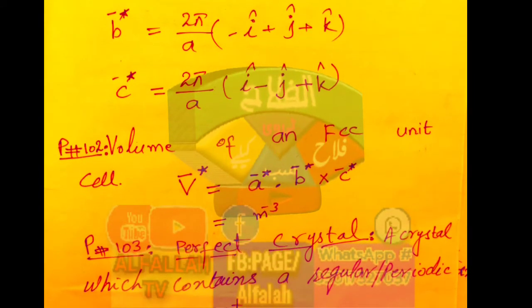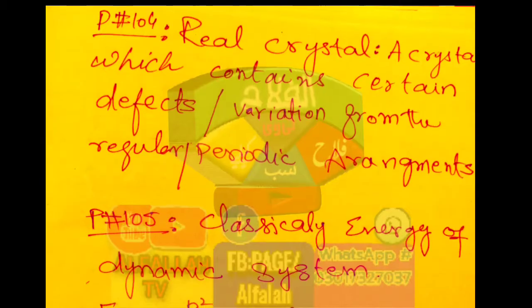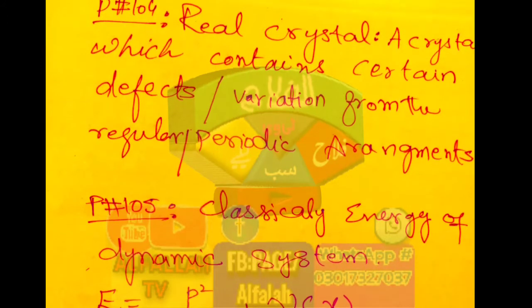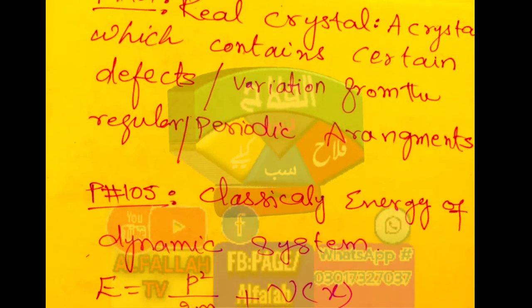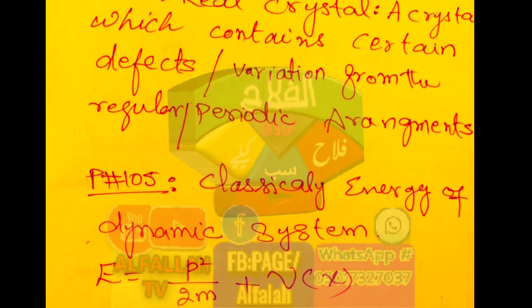Point number 103, perfect crystal: a crystal which contains the regular periodic arrangements in their lattices. And point number 104 is real crystal: a crystal which contains certain defects or variation from the regular periodic arrangements.